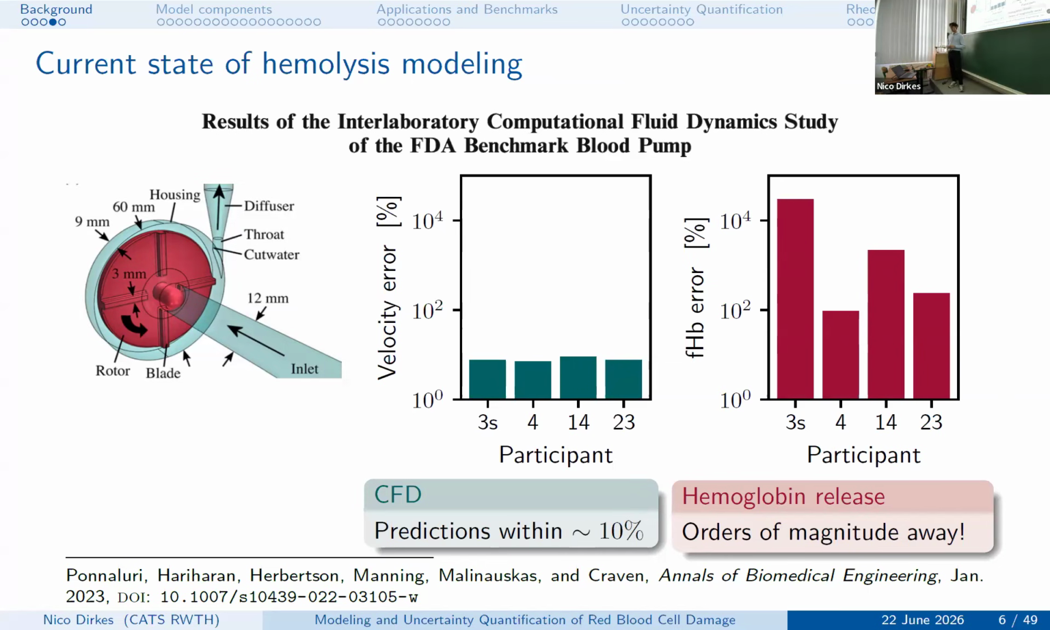Some other errors were 100%. And so there was a big variance between the predictions, and none of them were really accurate because there is essentially no determined way at the moment, or no established way to predict this accurately. And this is why we want to work on this hemolysis modeling to improve such predictions.